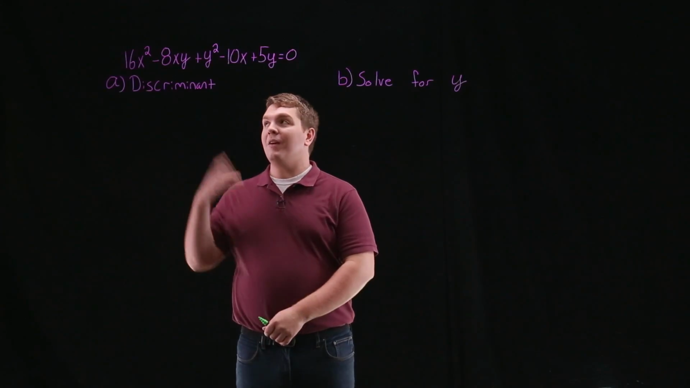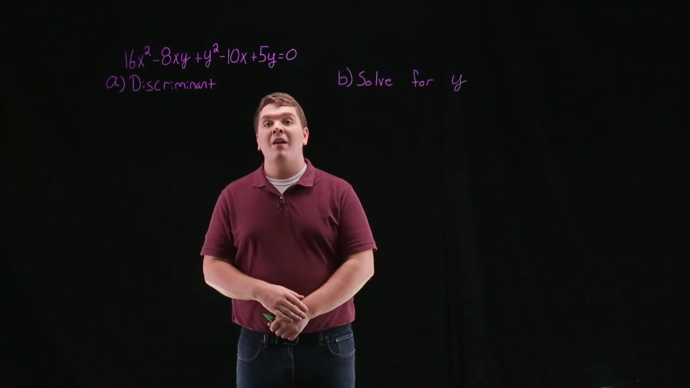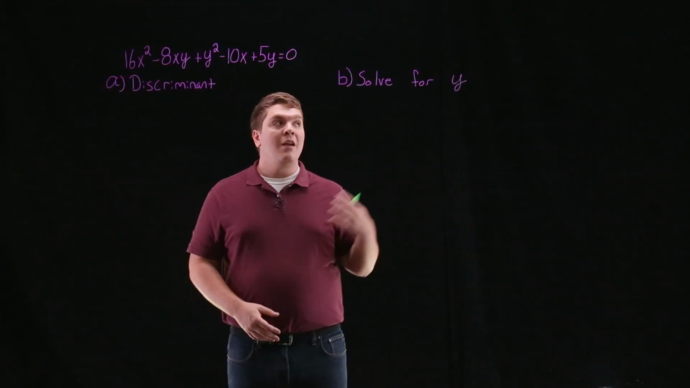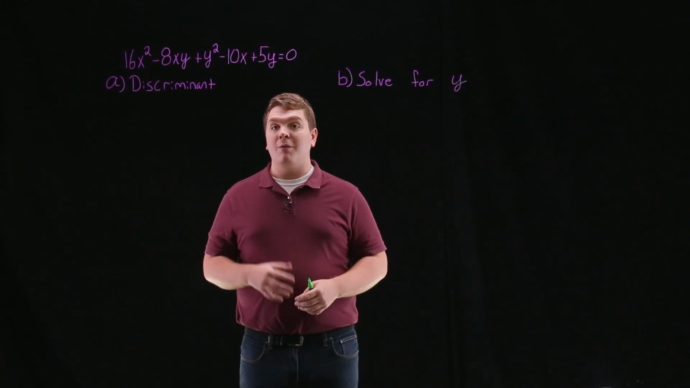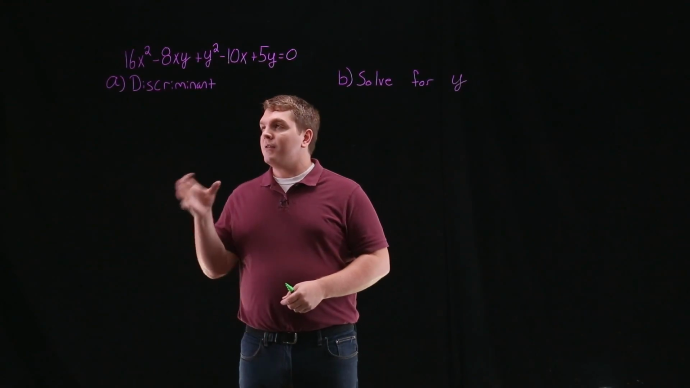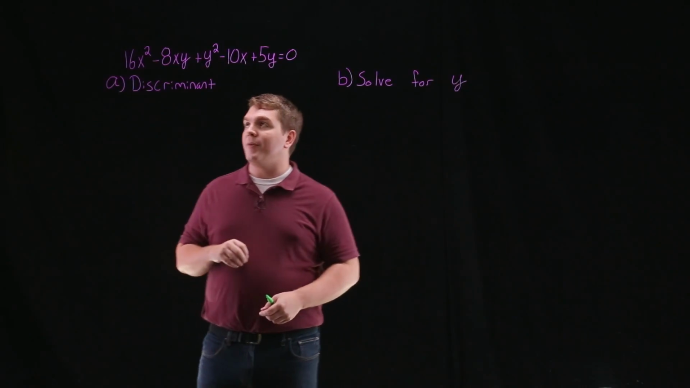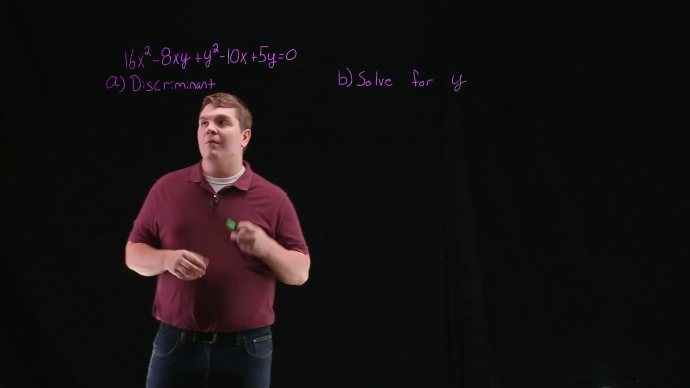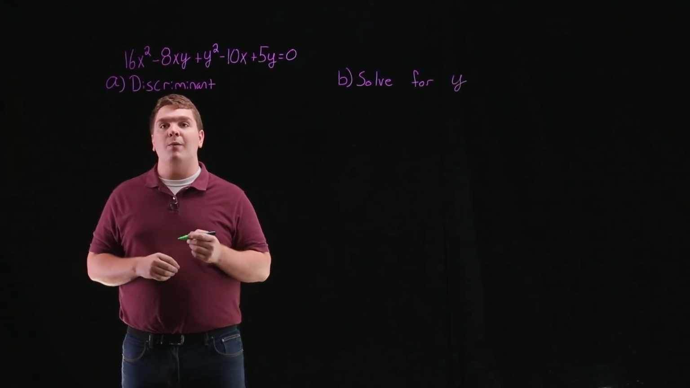For this problem, we're given the equation of a conic section, and we're asked to use the discriminant to determine which type of conic section it is, and then we're asked to solve for y and graph the conic section. So we want to use this discriminant to figure out which type of conic section this is, so we'll want to choose our a, b, and c from the equation.